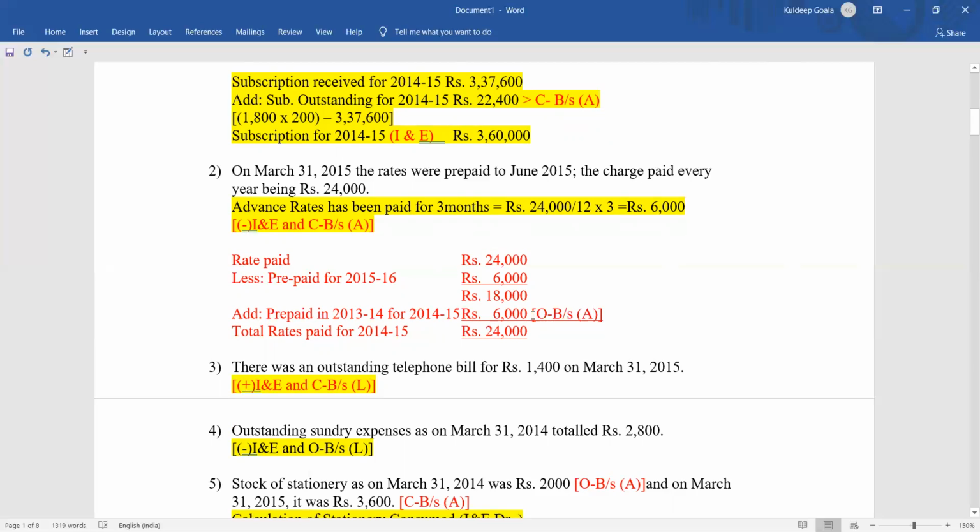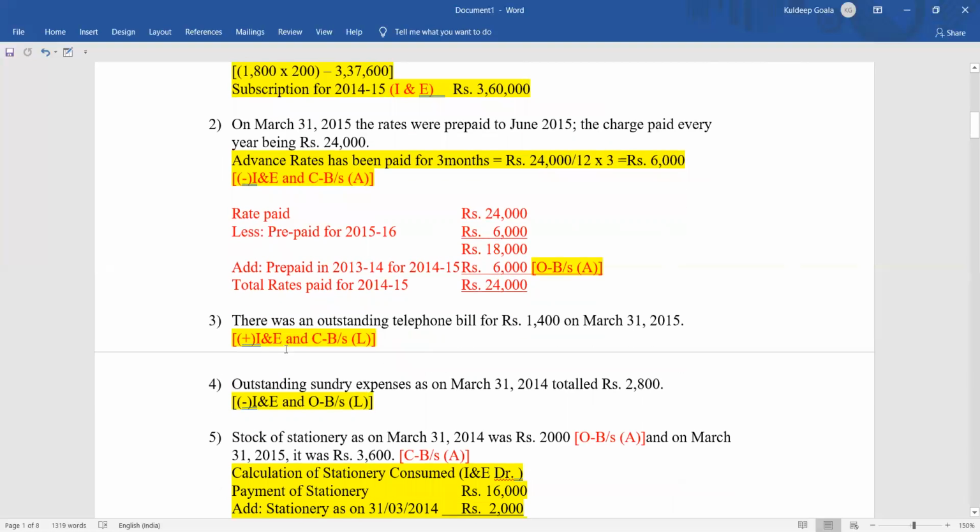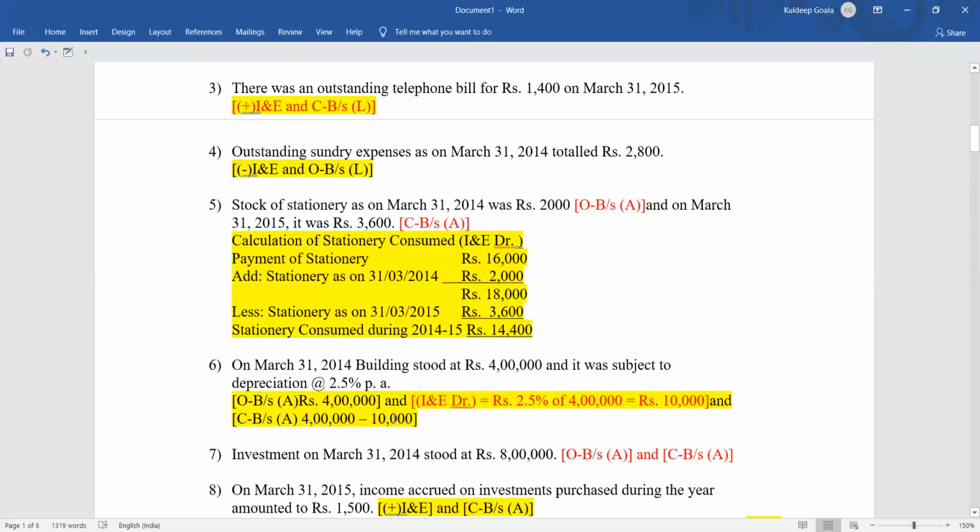This is another thing which we have missed. Remember that. Now coming to the next one, what is that? There was an outstanding telephone bill of rupees 1,400 on March 31st. Okay, this is also done. Then outstanding sundry expenses, that is also over. Stationery is also over. Building.